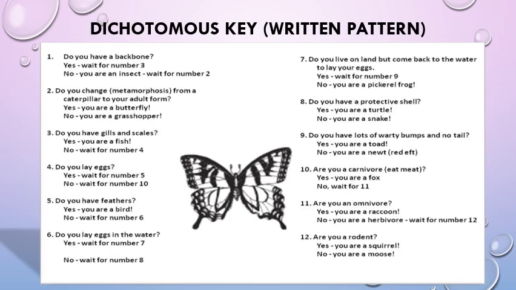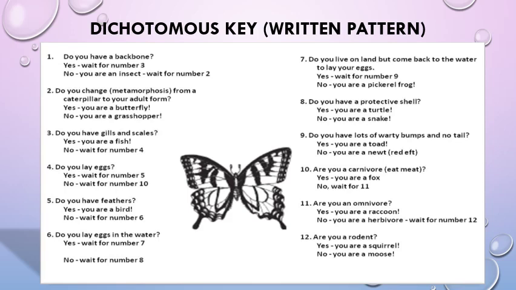Number 4 is, do you lay eggs? If yes, then we have to move on to number 5, and if no, then we have to move on to number 10. Okay, look at number 5. Do you have feathers? If yes, then it will be a bird, and if no, then we move to number 6. Number 6 is again about eggs, do you lay eggs in water? If yes, then move on to number 7. Number 7 is, do you live on land but come back to water to lay your eggs? If yes, then go to number 9, and if no, then you are a pickerel frog.